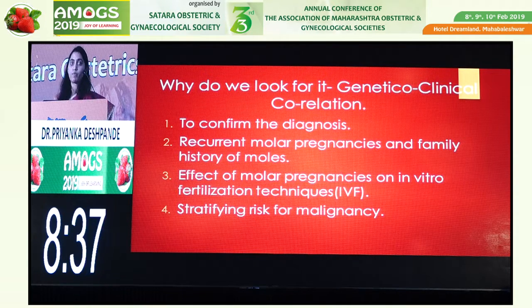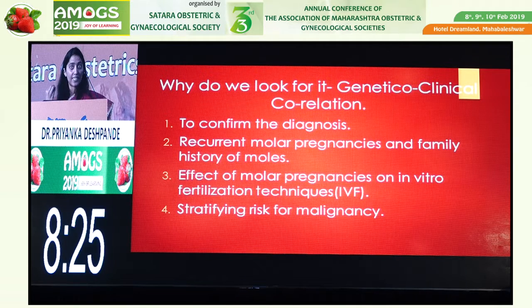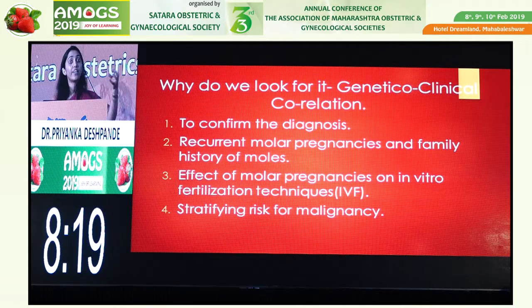This question comes because most of the patients come to us with early abortion at 6 to 8 weeks. When we are doing a viability scan, we find that the fetus is hydropic. And at that stage, many of us would tend to diagnose it as an incomplete abortion or a missed abortion, but we do not keep the diagnosis of a molar pregnancy till it comes on later and it becomes a big complete mole. So to confirm the diagnosis is very important.